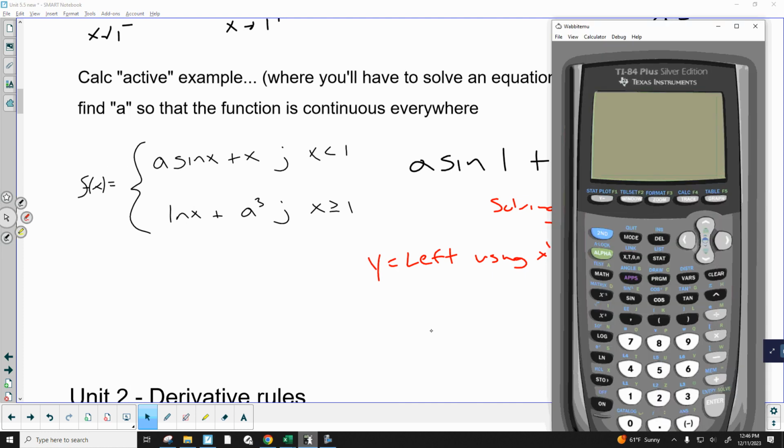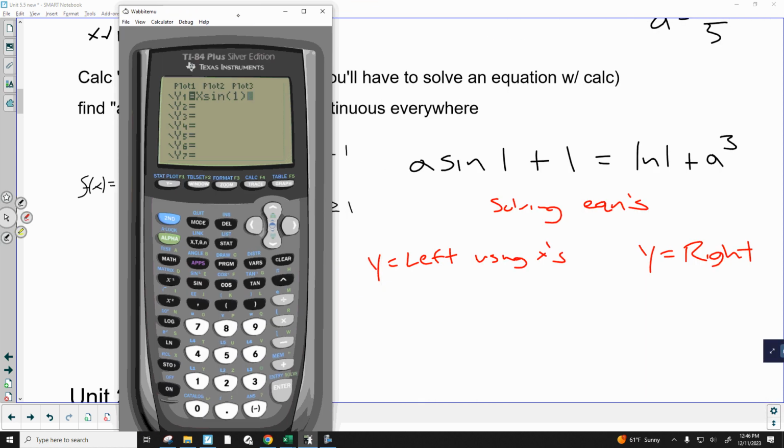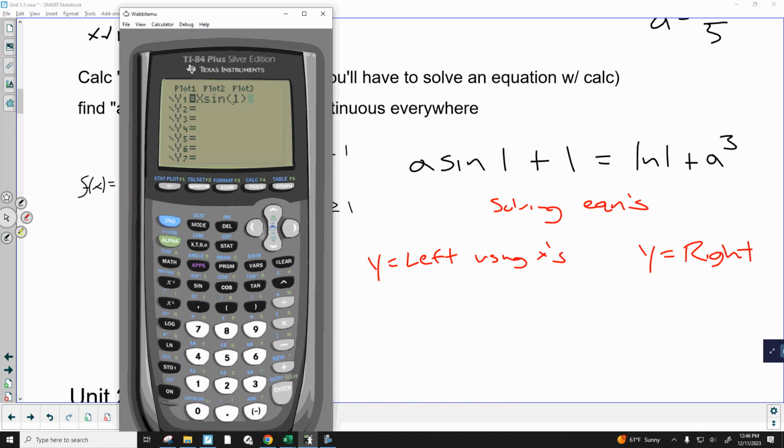All right. So I have y equals, instead of a sine 1, I'm going to put x. I found the x button, x sine 1. I will close off my parentheses so that it doesn't think that I'm adding more stuff into sine. I will add 1, and that's y equals the left side. If I wanted to, I could use the home screen and plug in what the sine of 1 is. I don't know what the sine of 1 is. It is not an angle I'm familiar with.